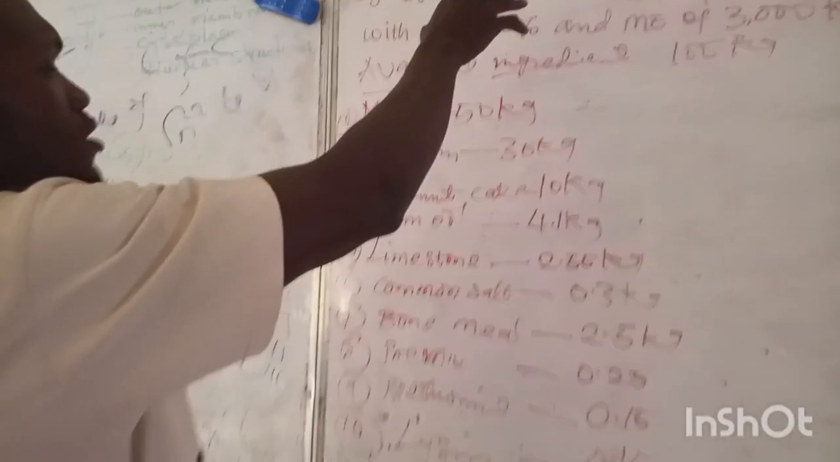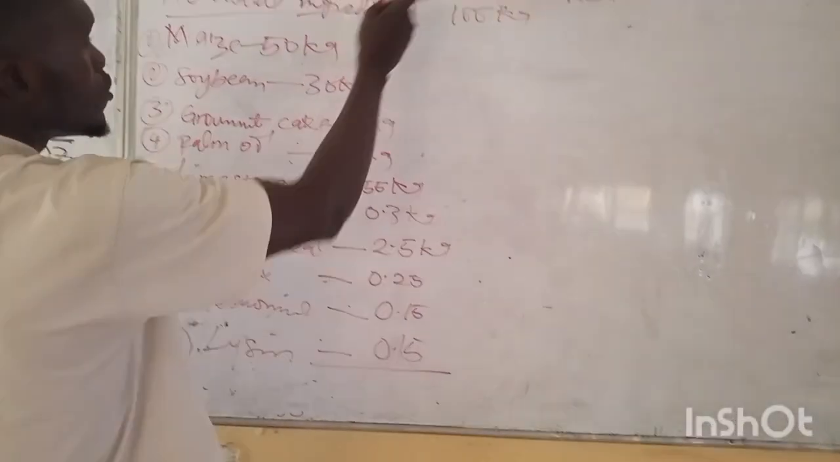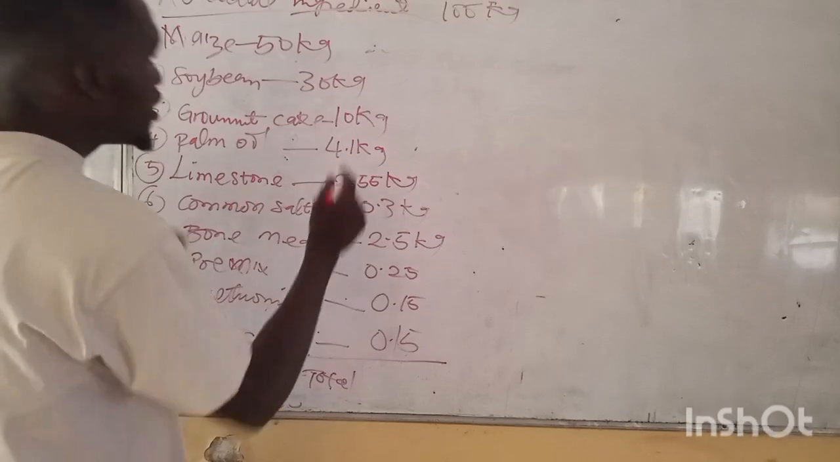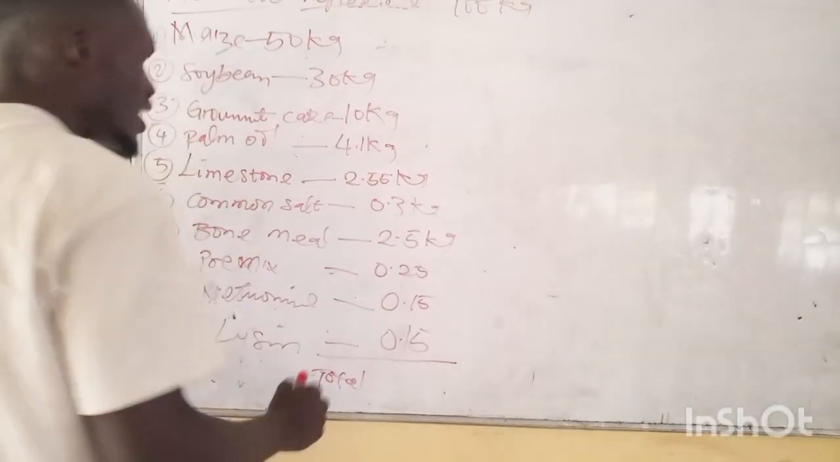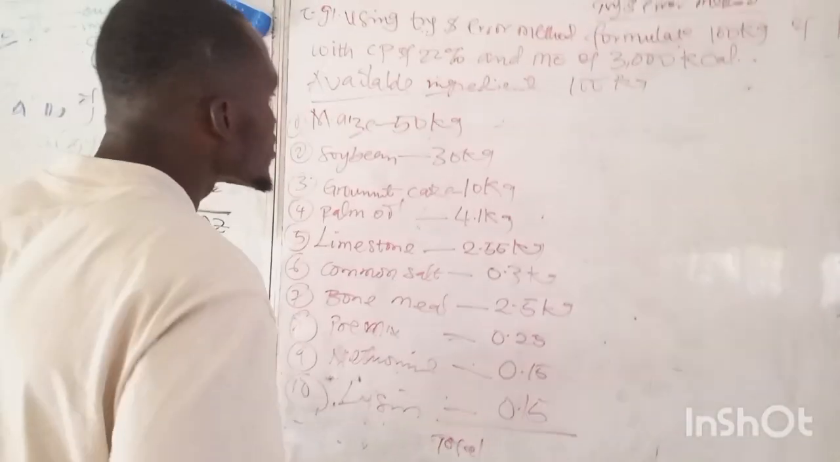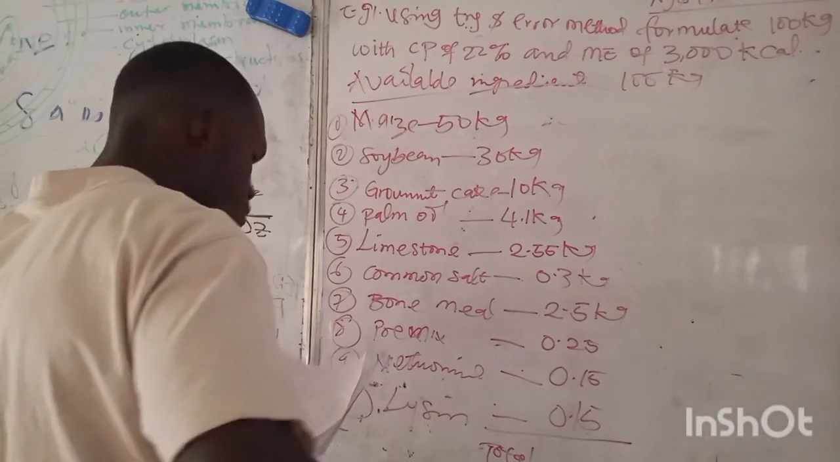If you have done this first thing, the next thing you do is calculate the whole thing. You add everything together. This is the total. If you can meet up with your 100 kg, that is the first test you are going to do. So I am going to use my phone to calculate everything together, to see if we can meet up with the 100 kg.